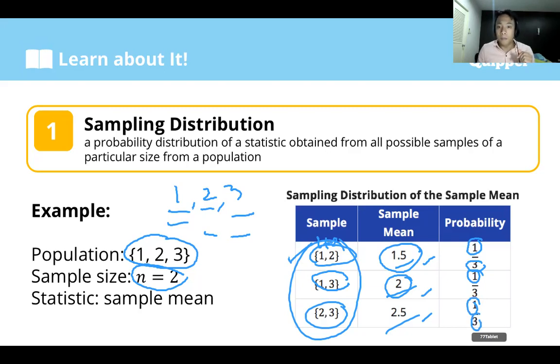That is how to do a sampling distribution. Again, this is only a probability distribution of a statistic obtained from all possible samples of a particular size from a population. This is a probability.